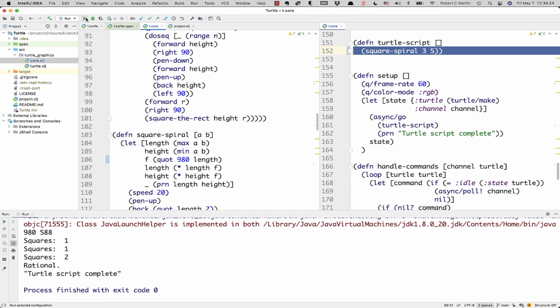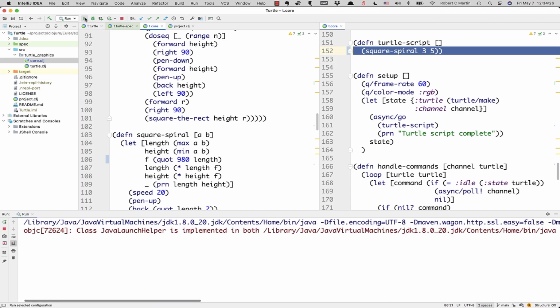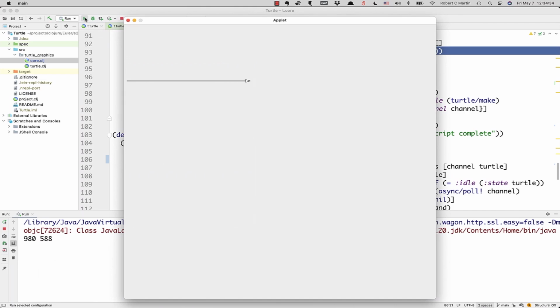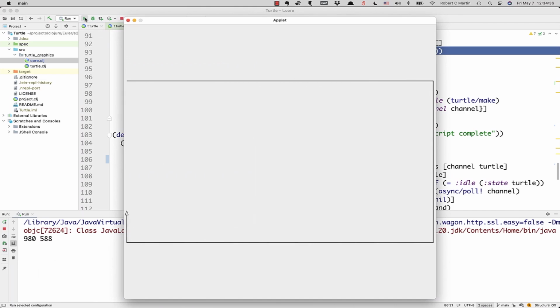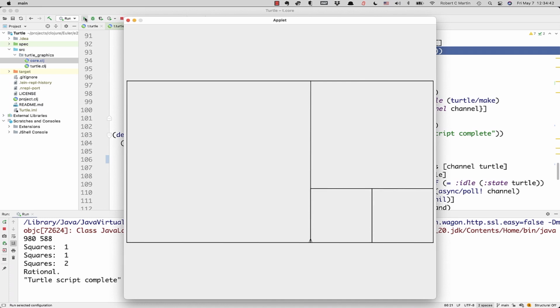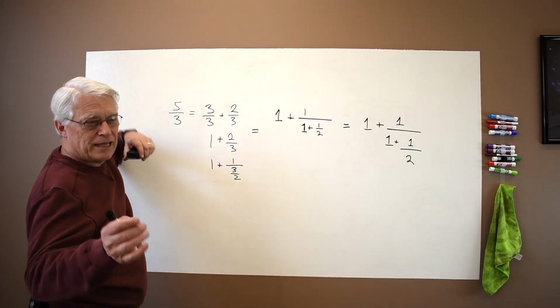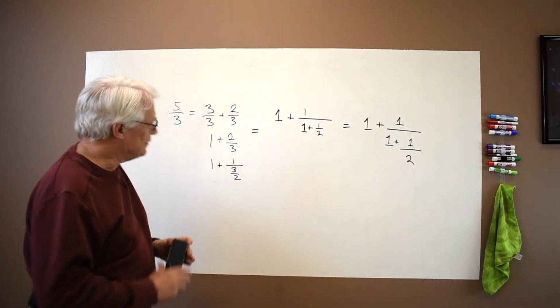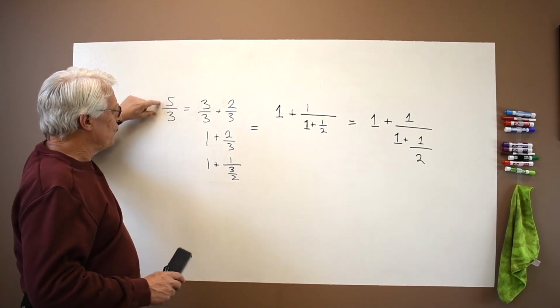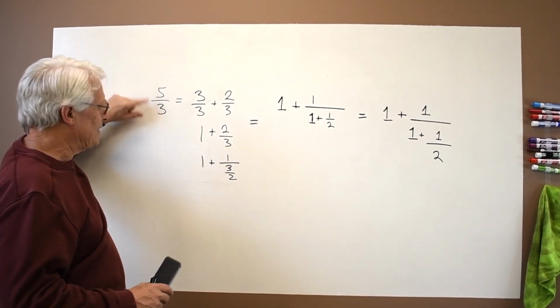Okay, so now let's see it. Let's run it. And here it goes. It draws the original 3 by 5 rectangle. Okay, there's the first one, there's the second one, and then the final two, right? There we go. That's the whole thing. Okay, so now let's do a little math. Now here's 5 over 3. This is our 3 by 5 rectangle.